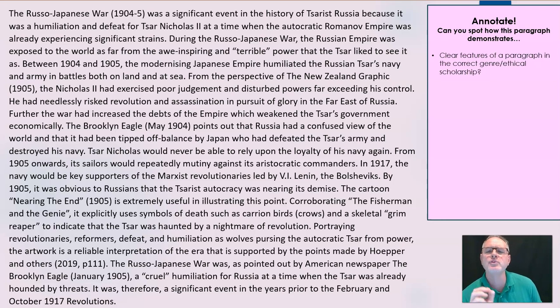Where I am referencing ideas. Am I naming the source? Am I giving it a year of publication? Am I showing ethical scholarship by referencing?